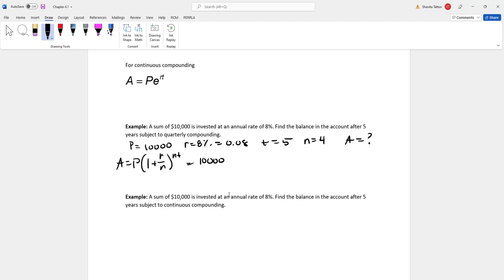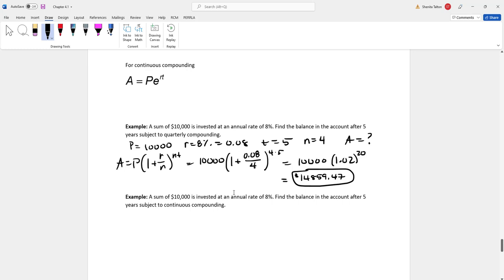So we're going to plug everything back into this formula. This is 10,000 times 1 plus 0.08 all over 4 raised to the 4 times 5 power. So what I did was I did the stuff in parentheses first, and I got 1.02 raised to the 20th power. And then when I calculated it out, I got 14,859.47. So that's how much money you should have in the account after 5 years.